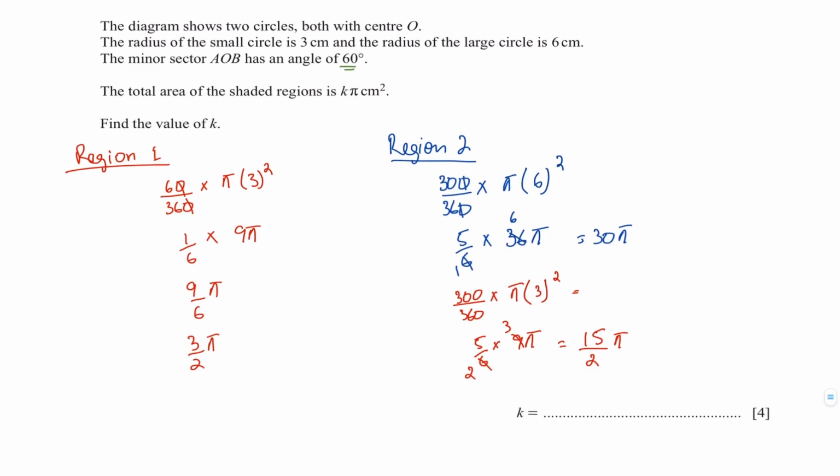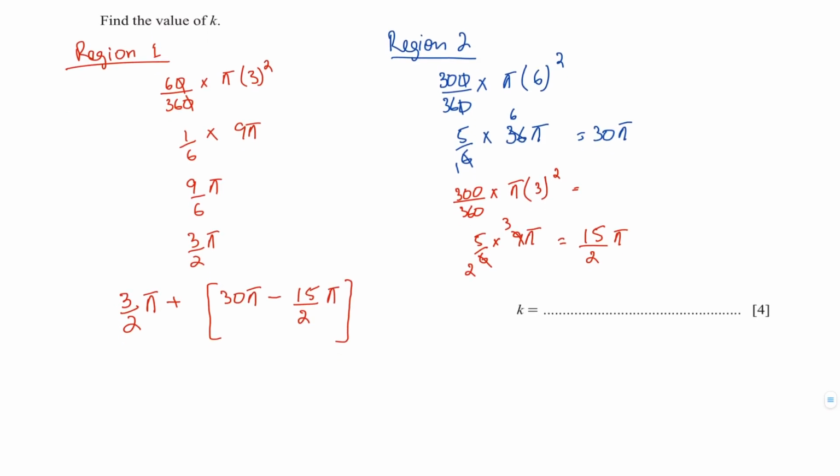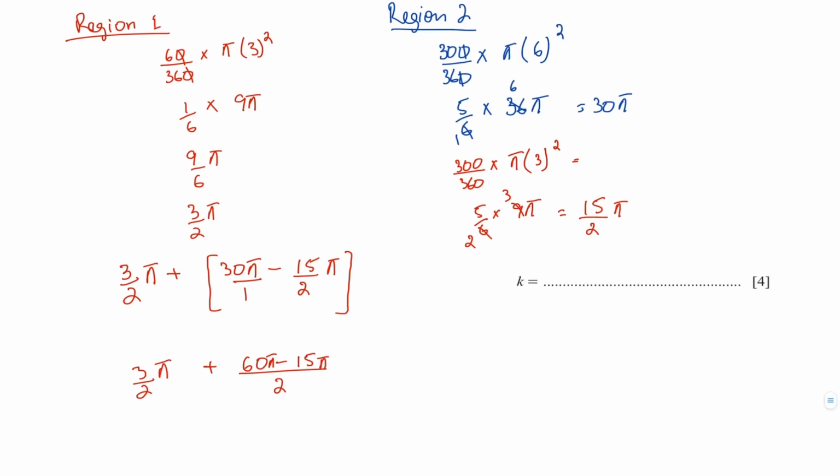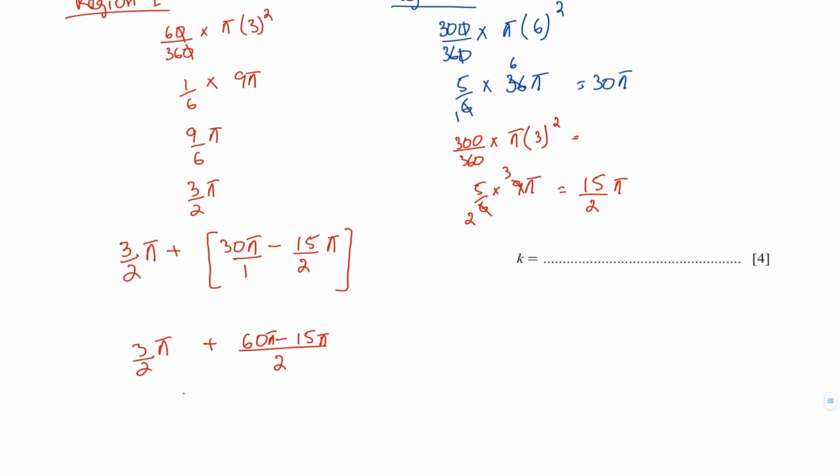So again, now what we have to do is 3 upon 2 pi plus 30 pi minus 15 upon 2 pi. This is what we have to do now. So let's simplify this. Let's take the LCM. The LCM is going to be 2, and then we have 60 minus 15, and both of them have pi with them, and then 3 upon 2 pi as it is. So 60 minus 15 is going to be 45, so we have 3 upon 2 pi plus 45 upon 2 pi. 3 plus 45 is going to be 48 upon 2.